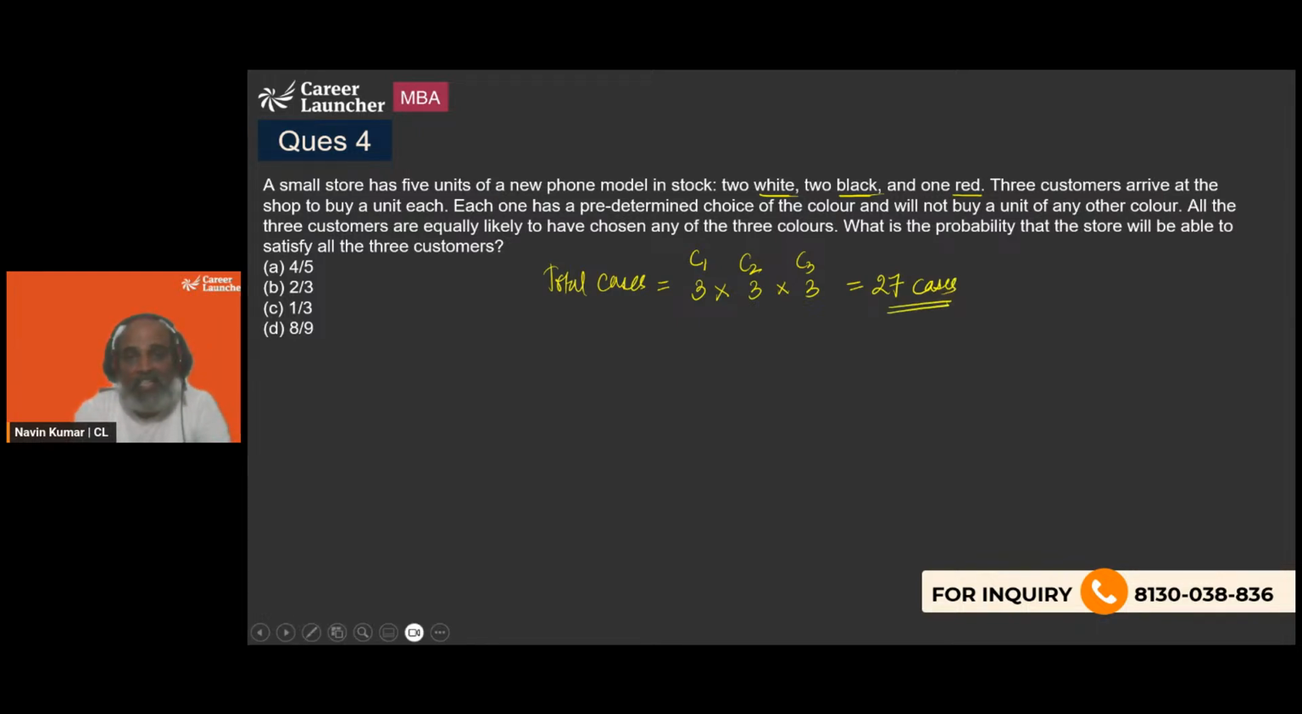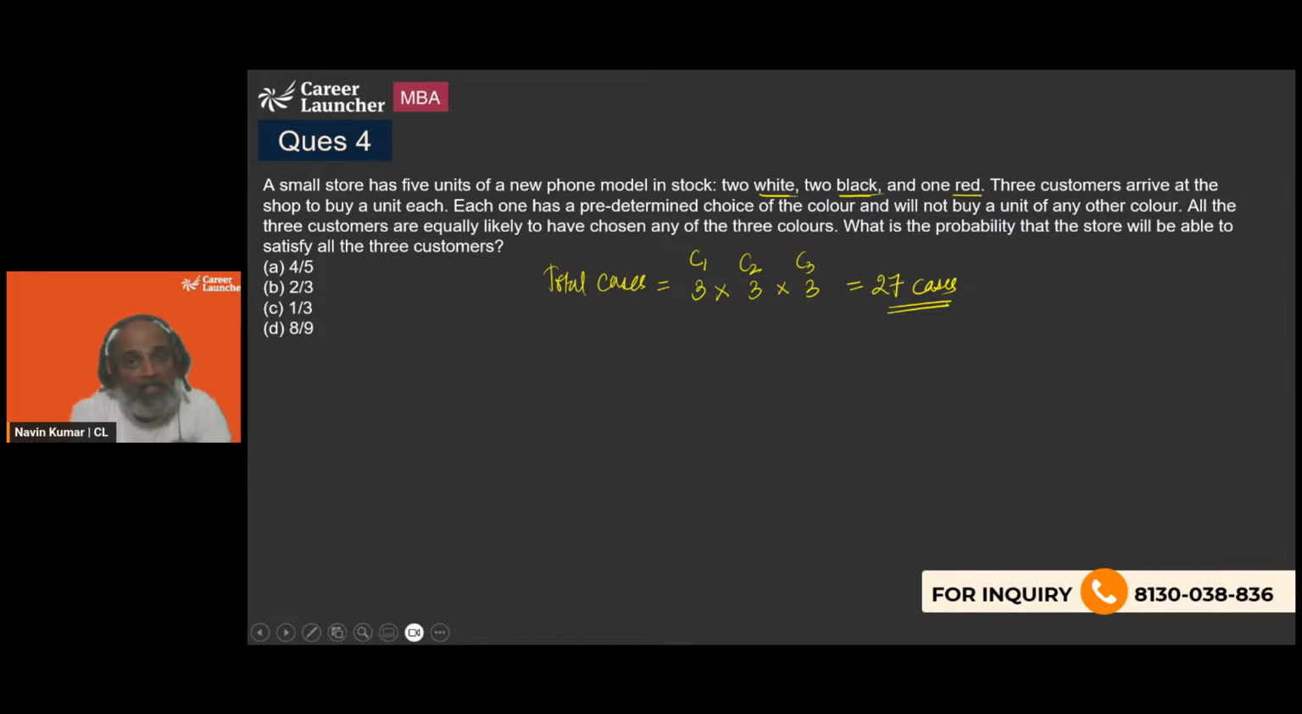Now, out of these 27 cases, we need to find out all those cases which will not exist. As in it's not about the first customer wanting the phone from this shop. It's not about that. I'm saying if I ask the first customer, and the customer has no idea that I run a shop, which color phone he wants, he can tell me either white or black or red. Second customer can also say the same. Third can also say the same. So there are 3 into 3 into 3, 27 cases.